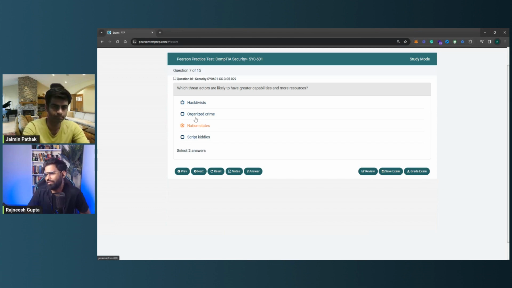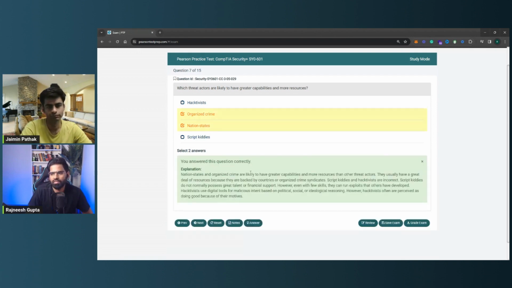Will it be hacktivist or organized crime? It will be organized crime, because they have more resources. Hacktivist is like activist, right? They most likely don't have more resources, right? So yeah, that's perfect.